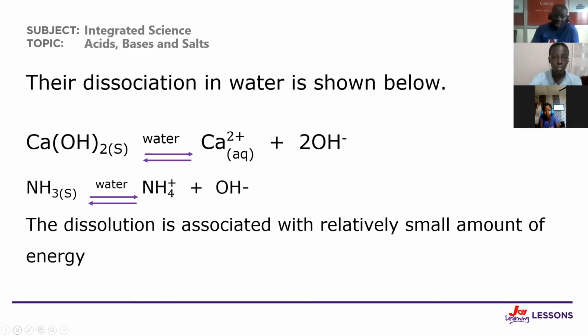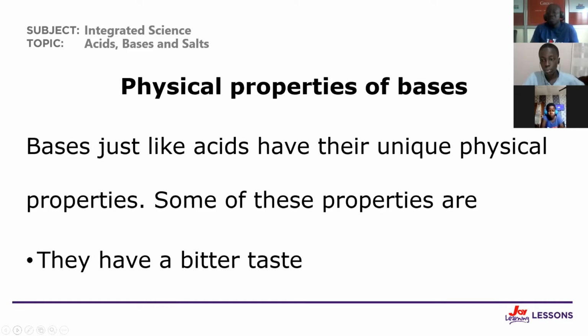In the case of calcium hydroxide, you'll notice that it dissociates partially to form the calcium 2 plus and 2 hydroxide ions. 2 hydroxide ions, because if you look at the compound carefully, there are 2 hydroxides as a right subscript to the chemical formula. And for this dissociation, we use a double half-headed arrow. In this reaction, the program didn't give us an option, but it's supposed to be a double half-headed arrow. So one arrow points to the right and one points to the left. Then in the case of ammonia, ammonia also dissociates in water to give us the ammonium ion and the hydroxide. So the ammonia picks the proton from water and generates the hydroxide. And we went on to say that the dissolution is associated with a relatively small amount of energy, because it's a weak alkali, the energy generated is relatively small.